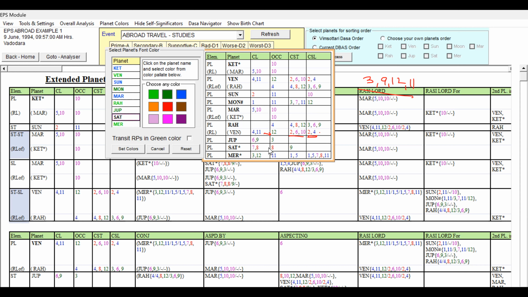And Saturn, 7th lord, 8th lord occupying 8th house. The 8th house is indicating some obstacle, but 9th star lord, 7th lord and 9th star lord, so this is fine, but 8 and 8 are indicating obstacle. So Saturn we can give pink. If you see all the 9 planets, 5 planets have got green color, and only one planet is light red, the remaining are blue.